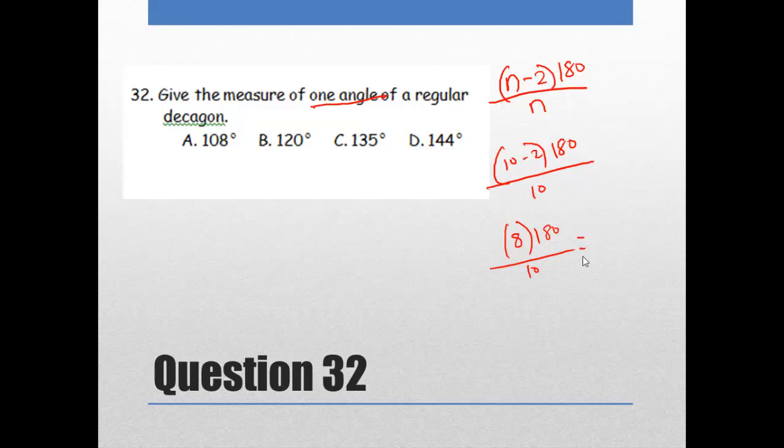8 times 180, I believe that's going to be 1440. When you divide it by 10, bam, 144. So that gives us the measure of one angle. Okay. And this formula is in your reference sheet.